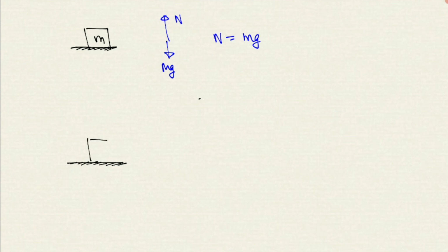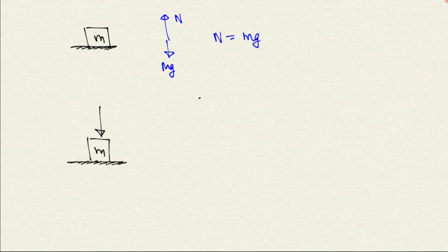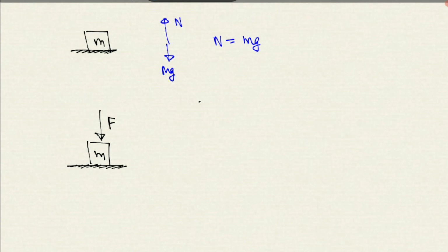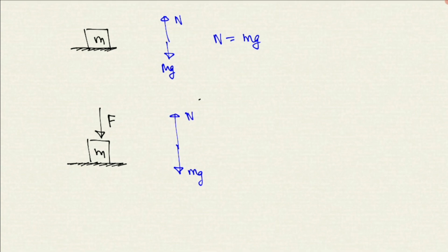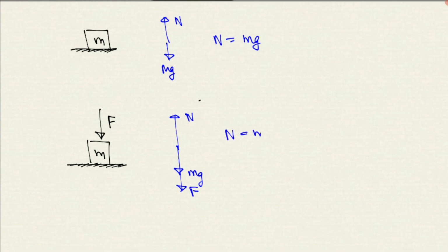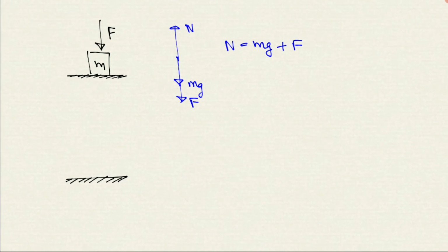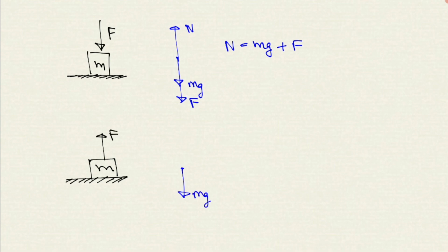Next example. Suppose the block is kept on surface and external force of F Newton is acting on the block downward. The surface is horizontal, so force mg is acting downward, normal is acting upward, external force F is acting downward. So the forces are balanced, so we can say n is equal to mg plus F. Next, a horizontal surface is there and the block of mass m is kept on it. Force F is acting upward, mg acts downward, normal also upward. So we will write F plus n is equal to mg. So n is equal to mg minus F.